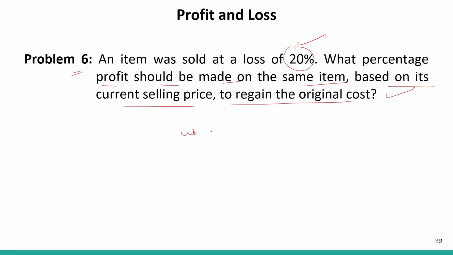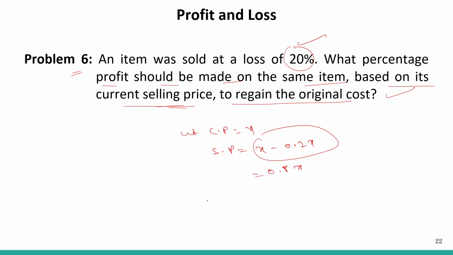Let CP be equal to X. So SP is equal to X minus 0.2X, right? Because the loss will be 0.2 into X. That is, 20% is the loss percentage, so its decimal form will be 0.2. So what percentage of profit should be made on the same item based on its current selling price? The current selling price is equal to 0.8x. To regain the original cost.